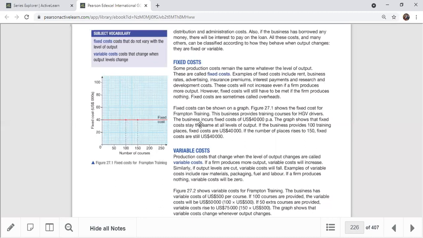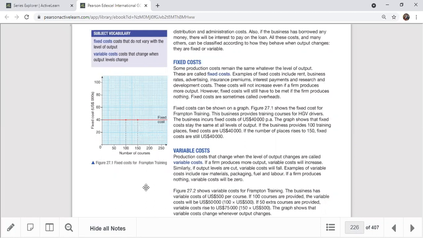So in this case study, front-end training, the business provides training courses to HGV drivers, a driving school. The fixed cost might be for providing 100 training places: fixed cost will be 40,000. If the number of places is 150, fixed cost will remain 40,000. There can be fixed costs like leases, rent for the places, sometimes supervisor salaries. So there is a certain fixed cost curve.